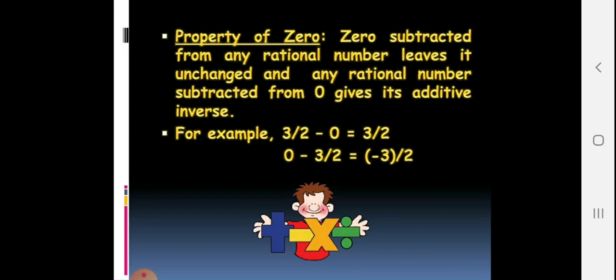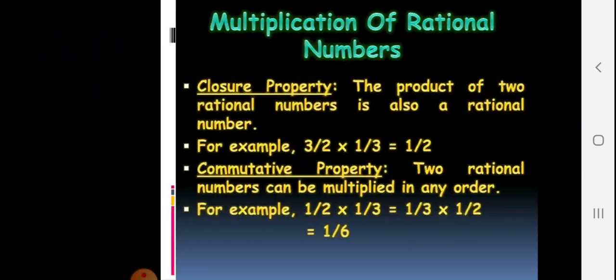Now let's talk about the property of 0. 0 subtracted from any rational number leaves it unchanged, and any rational number subtracted from 0 gives its additive inverse. Let's see an example. 3 upon 2 minus 0, so the answer is 3 by 2. If I subtract 0 minus 3 upon 2, I'll get the answer minus 3 by 2, which is the additive inverse of the original number.